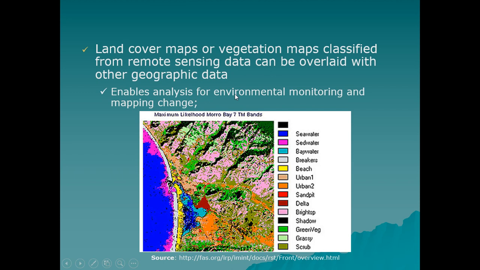It enables analysis for environmental monitoring and mapping change. If you look at the cover here, you see vegetation, you see seawater blue, so this looks like a coastal area. So we get an idea of what the land cover looks like. But this is a satellite representation. Notice it does not look like a photo, but satellite images can be manipulated to look like a photo image.